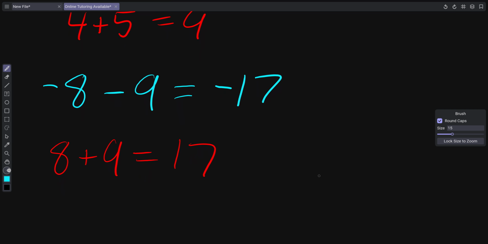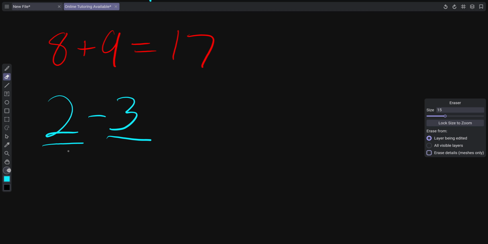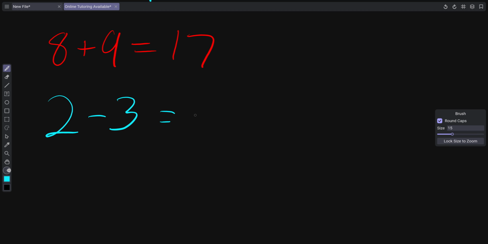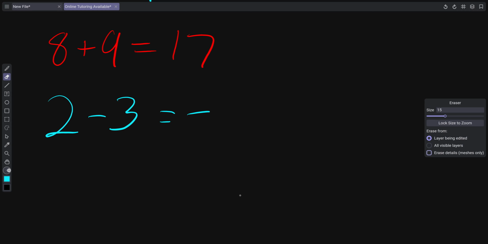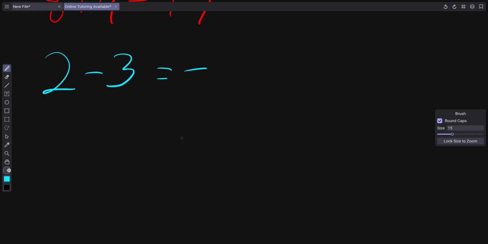Now, what about instances like this? What about instances where you have 2 minus 3? We have something we're subtracting by that's actually greater than our original number. This means that it's going to become negative. So we already know that we're going to have a negative number as our answer, because the number we're subtracting by is greater than our original number. So what do we do about this?